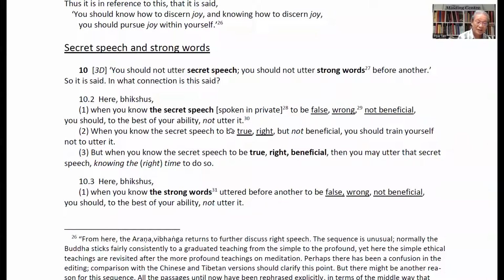For example, in the case of the Buddha, King Pasenadi's wife, Mallika, right? She passed away.